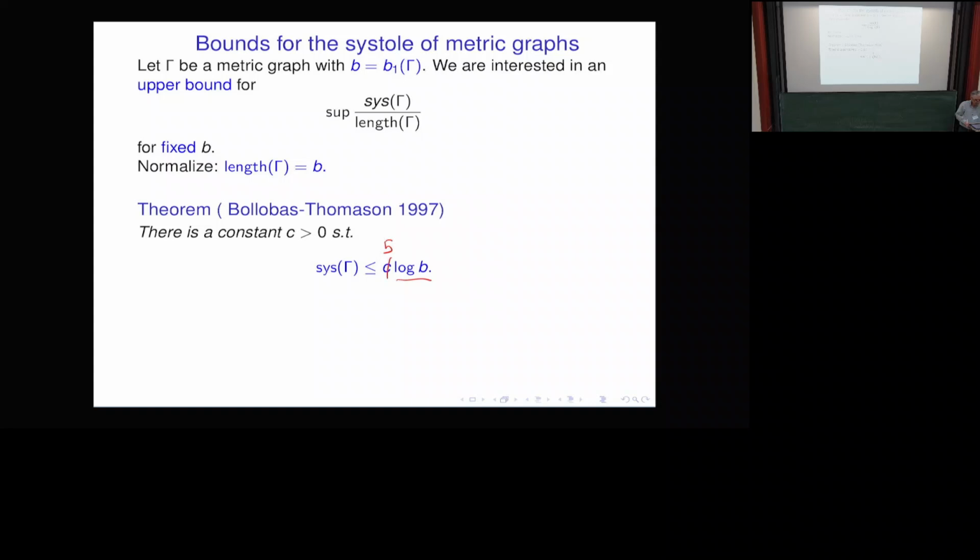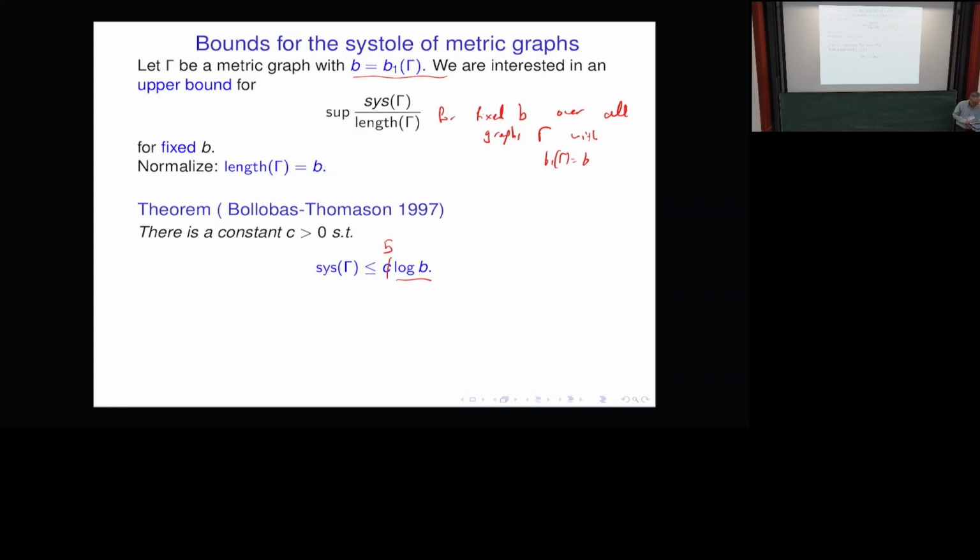So when you say supremum of systole of gamma over length of gamma, for fixed b, are we taking the supremum over all graphs? All graphs gamma with first Betti number of gamma equal to b. Okay, so I fix, so to speak, kind of the topological type, and I see.